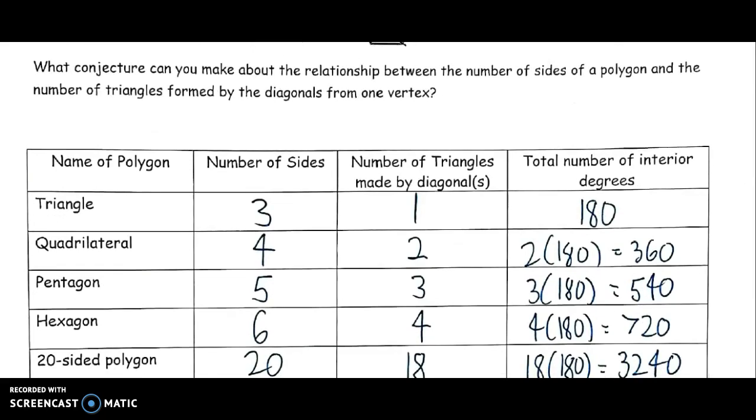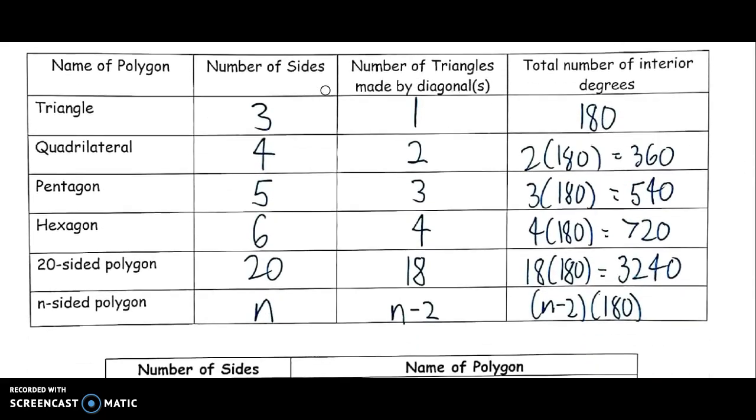So if I notice a pattern, it looks like I can always subtract 2 from the number of sides. That's going to tell me how many triangles are inside that shape. 3 minus 2 is 1, 4 minus 2 is 2, so on. And if I extend that to my 20-sided figure, we don't have to draw it. We just know that if I take 20 sides and subtract 2, I'd be left with 18 triangles. And in general, if I start with n sides, n minus 2 would be the number of triangles I would have in my shape.